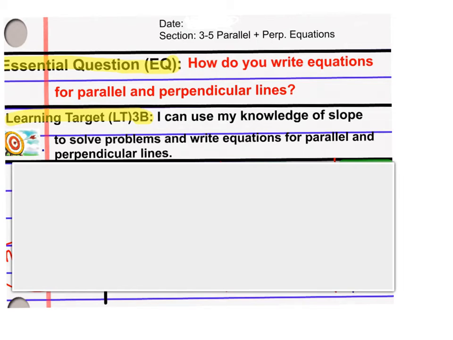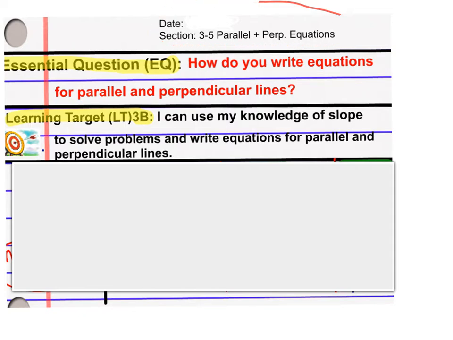All right, this is Miss Triangle with the section 3-5 video. It's kind of a dense one, so we'll do our best. Please make sure you're putting the date and the title, 3-5 parallel and perpendicular equations, and feel free to abbreviate parallel and perpendicular if you would like.